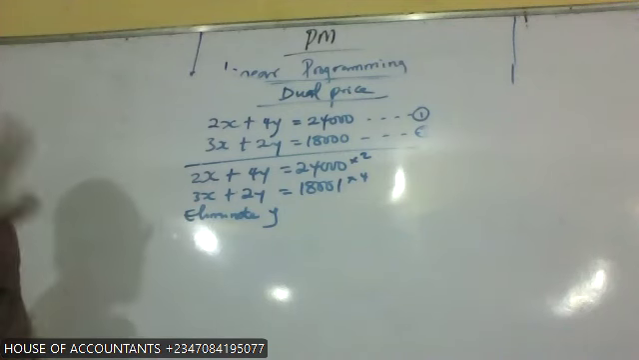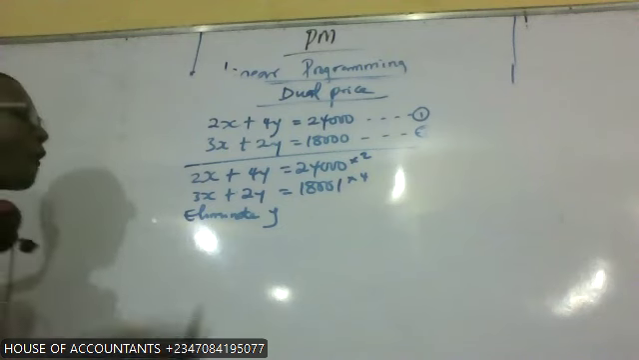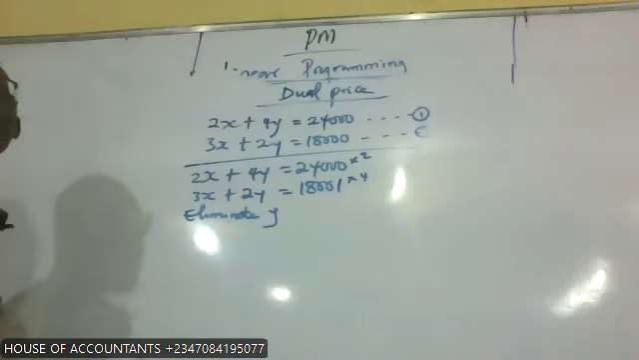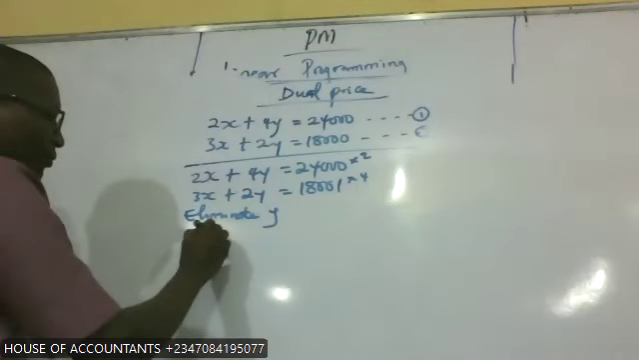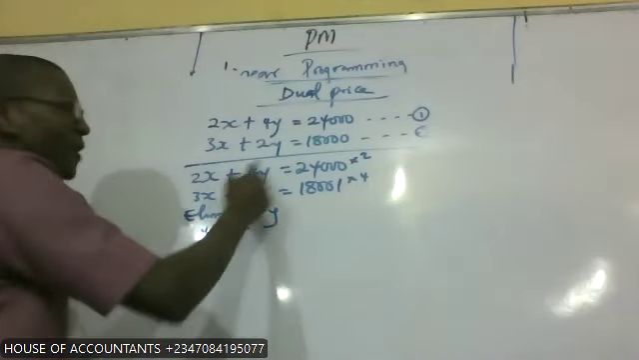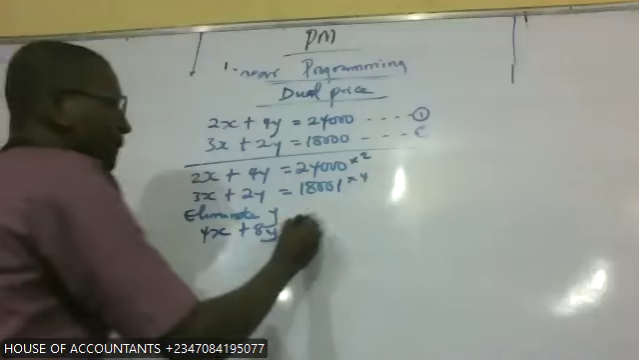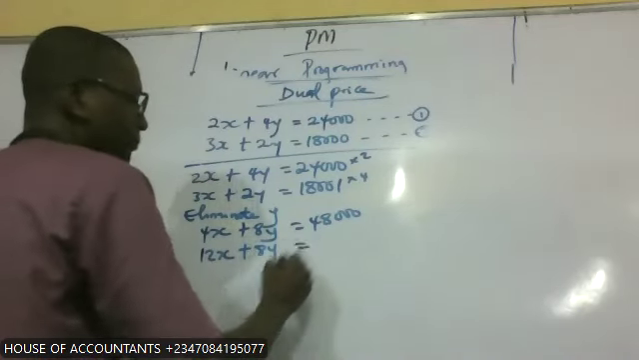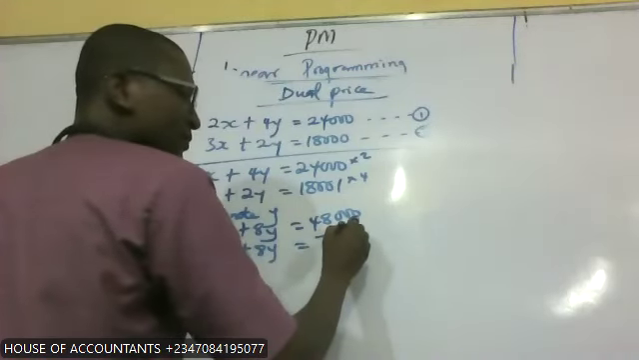Let's do it this way. Two times 2x, what do you get? 48,000. And this one gives 72,000. Do you understand?